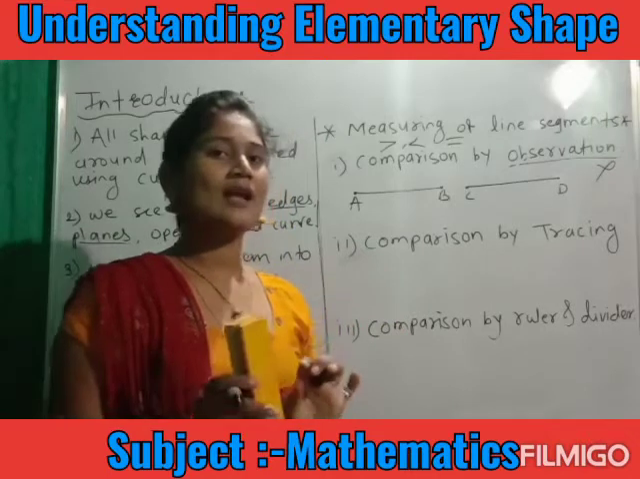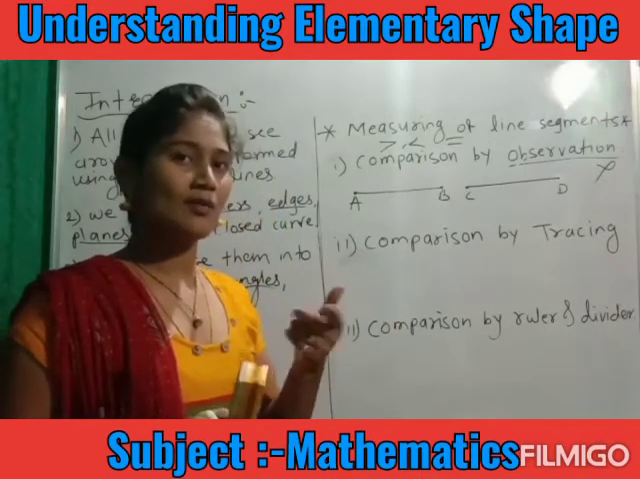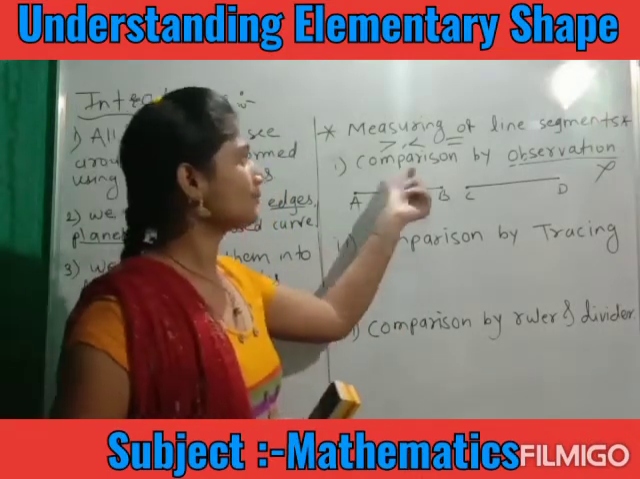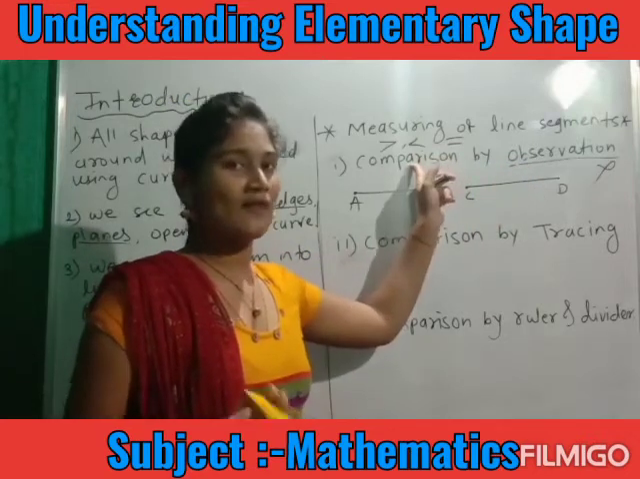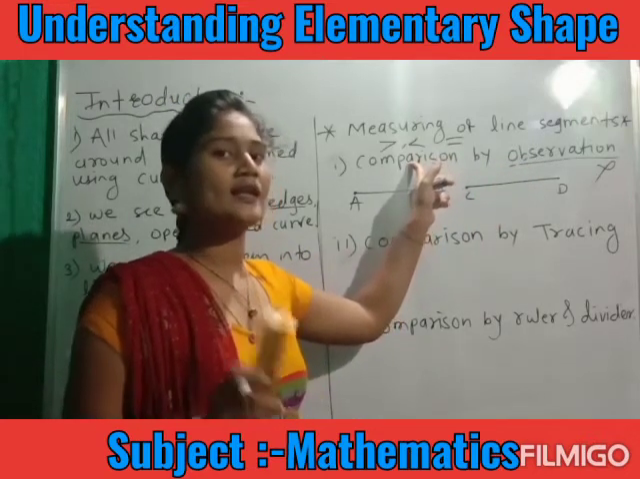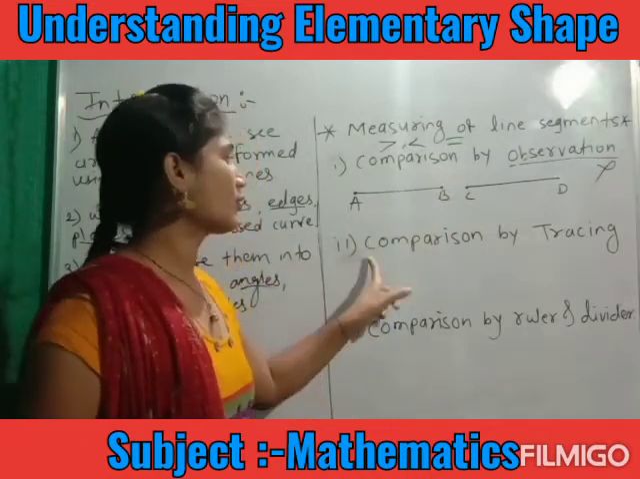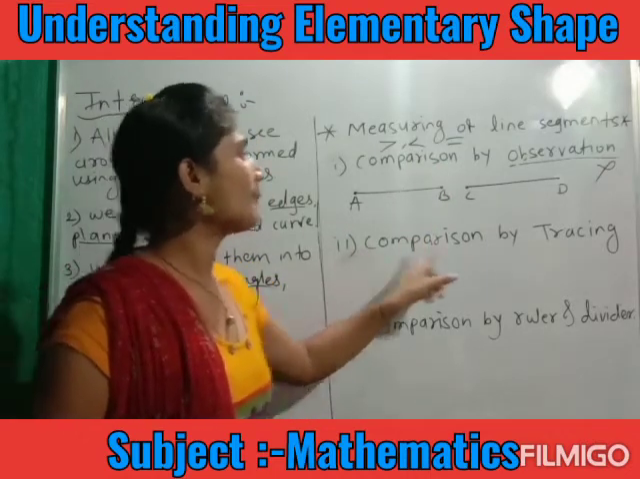That's why, just try to remember the moral I am telling: observation can fail. By observation we can't compare things. Understood? So just look at the second point. Comparison by tracing.